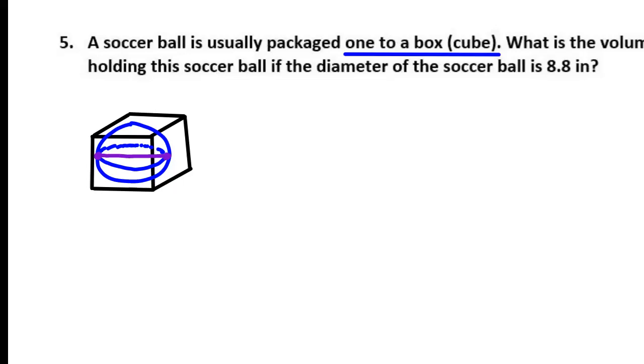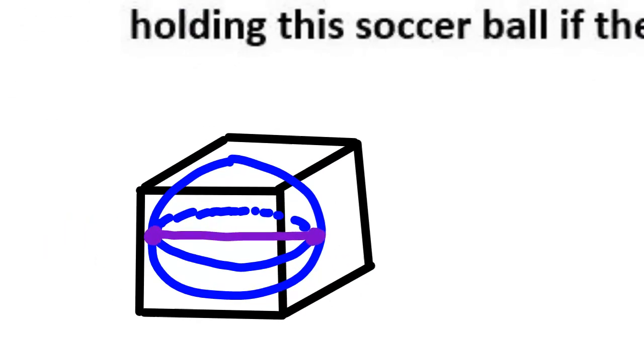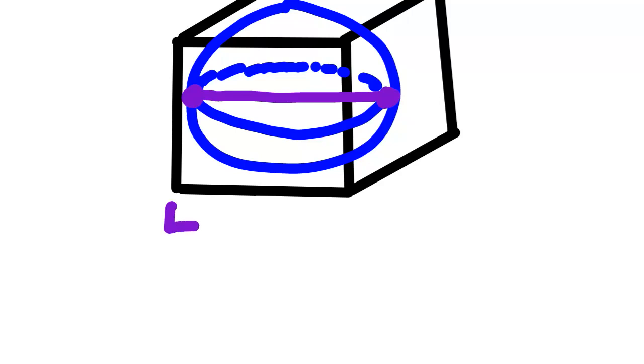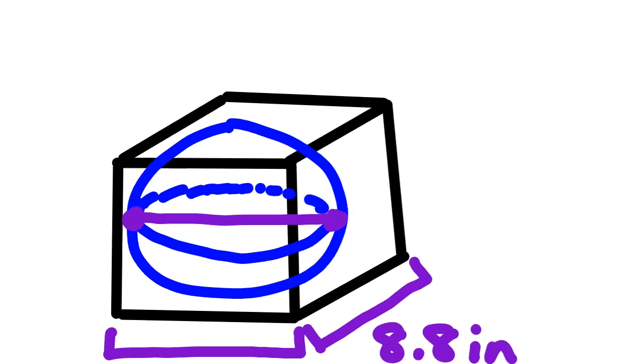What do we know about this soccer ball? Diameter is 8.8 inches. So if the diameter of the soccer ball is 8.8 inches, how big is this side of the cube? 8.8 inches. How about my width on the cube? 8.8 inches. And the height on the cube? 8.8 inches.